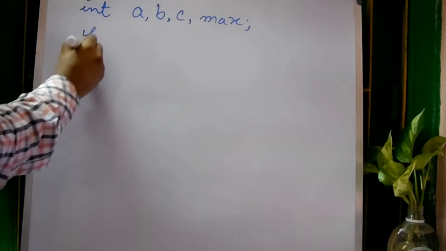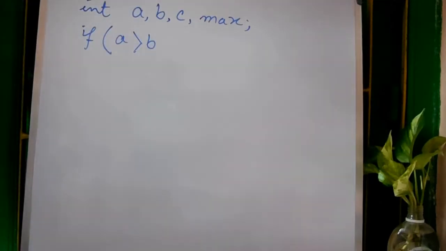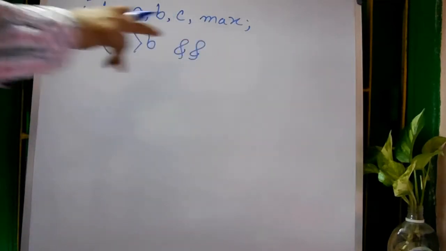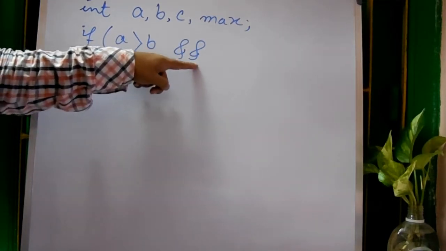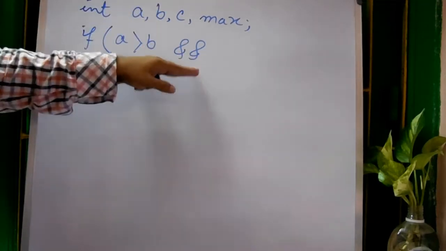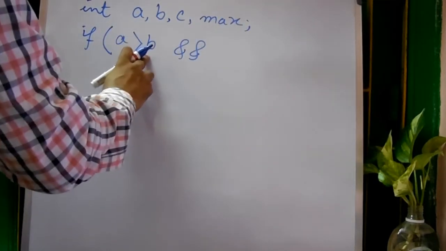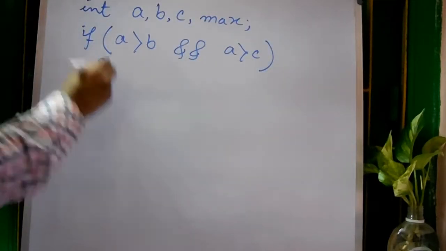Now we are starting the if statement. If A is greater than B, this is one condition. Then we write the logical and operator. I have explained this in the video on operators, where you will learn the use of the double ampersand, called the logical and. Logical and means both parts must be true: A is greater than B and A is also greater than C.